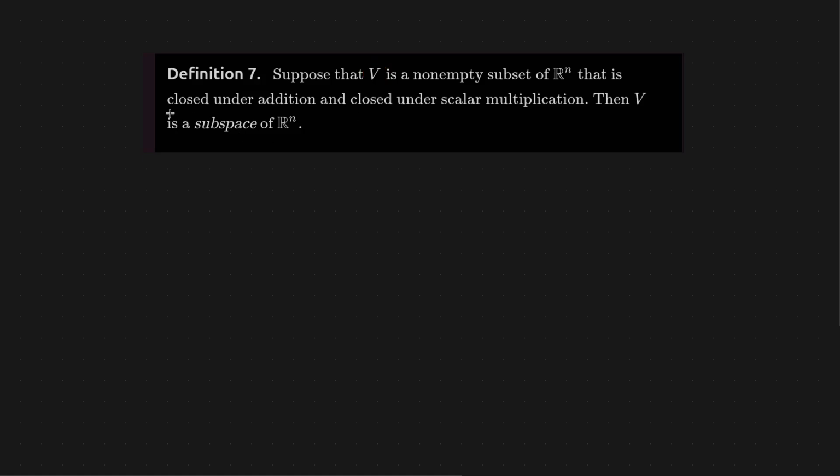And suppose that V is also closed under addition and closed under scalar multiplication. So we know it has at least those two properties. Then we say that V is a subspace of Rn. Okay? And here we call it a subspace because it turns out it is a vector space that would be a subset of Rn.